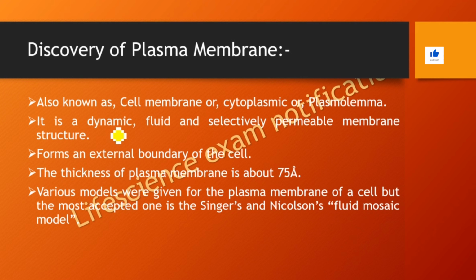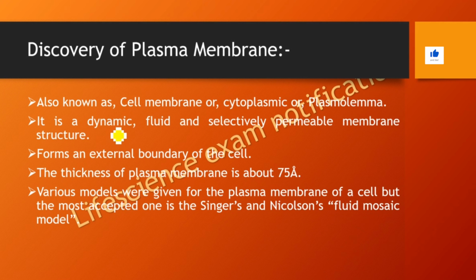Next comes our third model, that is the sandwich model. This model was proposed in the year 1935 by Daniel and Davson. This model has two layers of phospholipid molecules. The phospholipid molecules in this model are arranged in a way that the head faces the outer surface of the leaflet while the hydrophobic tail faces the inner surface of the leaflet.